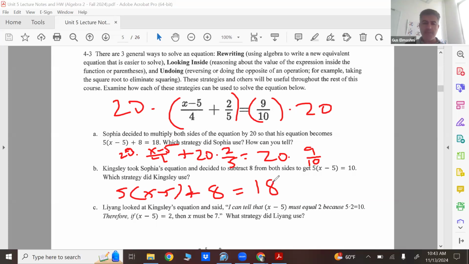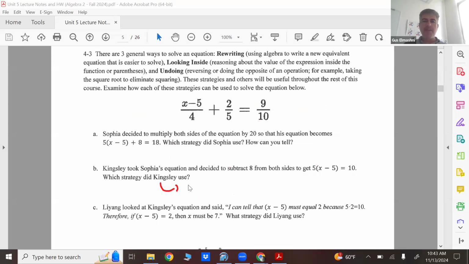Kingsley took Sophia's equation, subtracted 8, got that. So what strategy did he use here? That's kind of a cool name. He was undoing. And again, Sophia did rewriting. Sophia rewrote the equation.